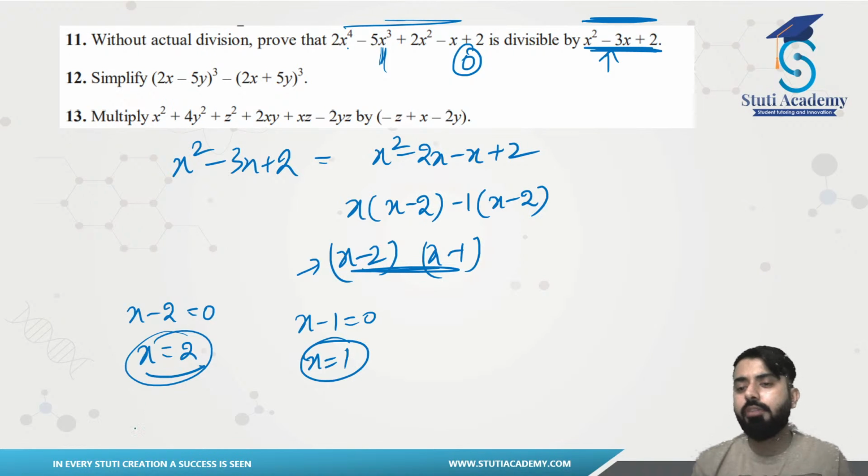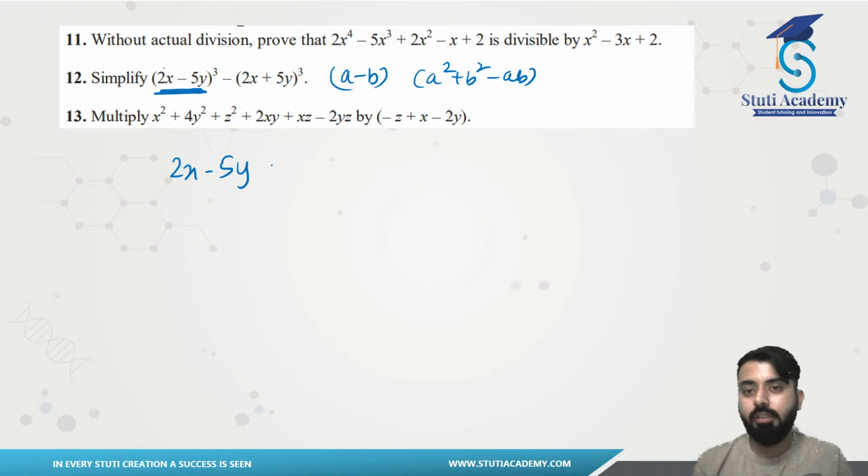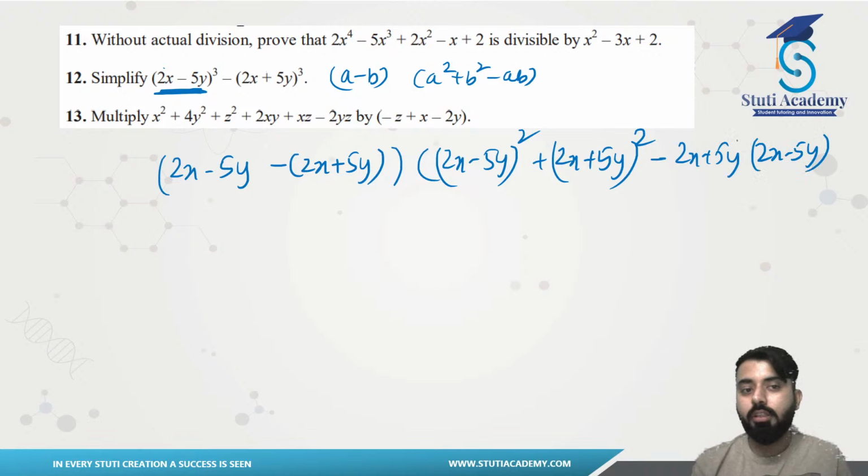Now let's see, what do we have in the 12th part? It is this one. You have to simplify this. The a cubed minus b cubed, you guys remember, it will be what? a minus b into a square plus b square plus ab. So this will be what? a minus b, that means 2x minus 5y minus 2x plus 5y, into a square, that means 2x minus 5y whole square, plus 2x plus 5y whole square, plus ab, 2x plus 5y into 2x minus 5y. So you guys see, this will be what? a minus b, a plus b, a square minus b square.